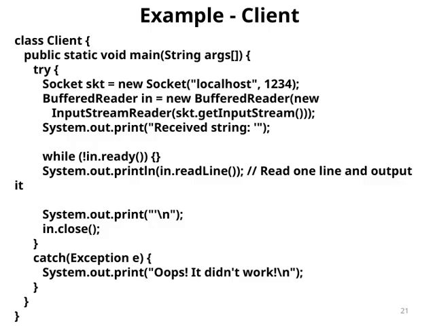Once the input is ready, we read a single line from the server using readLine and output it to the console. After that, we print a closing quote and a new line for clarity. Then, we close the input stream to free resources. If any exception occurs during this process, say if the server isn't running or the connection fails, the catch block will handle it gracefully by printing an error message.